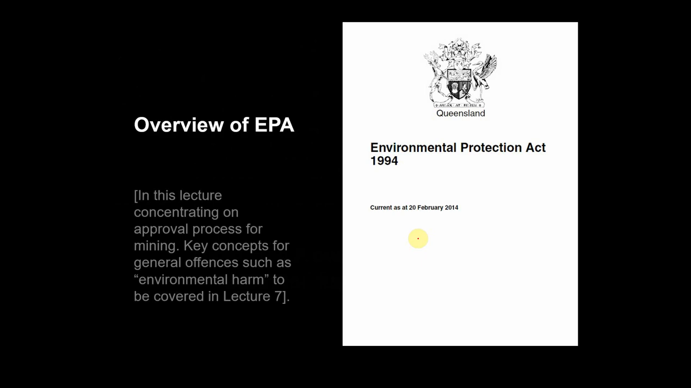So the Environmental Protection Act is a complex bit of legislation. It's undergone significant amendments over time. You can download it and have a look at it. We'll talk more about the general offence provisions in a later lecture, Lecture 7, where we talk about environmental harm. But it regulates things called environmentally relevant activities in addition to general offences for environmental harm.